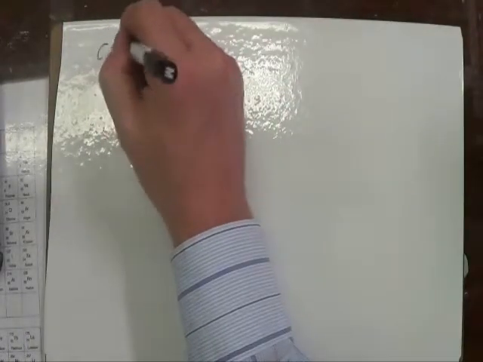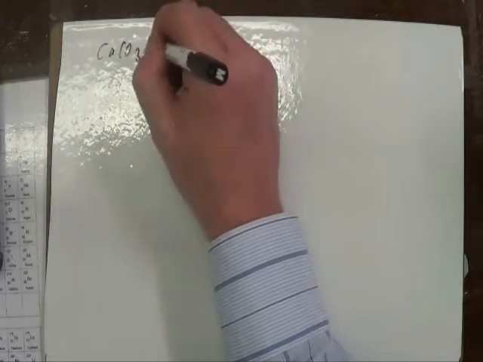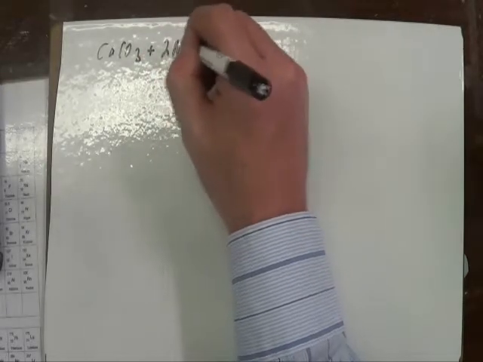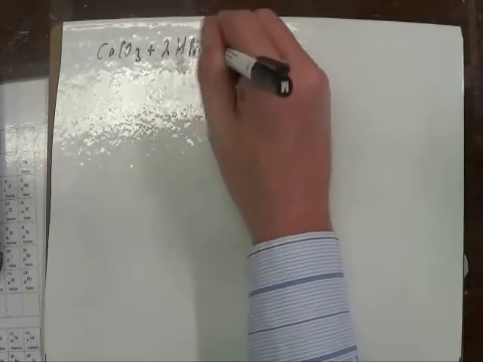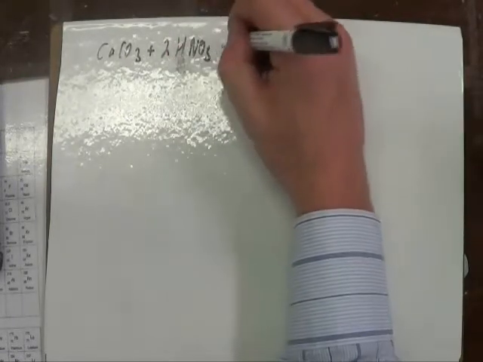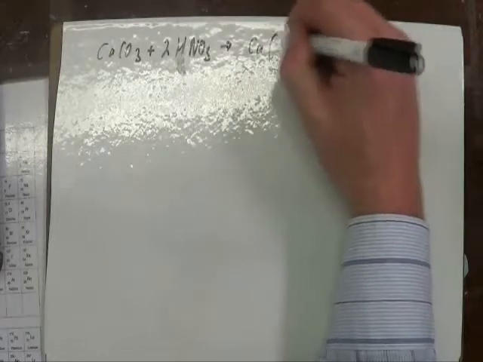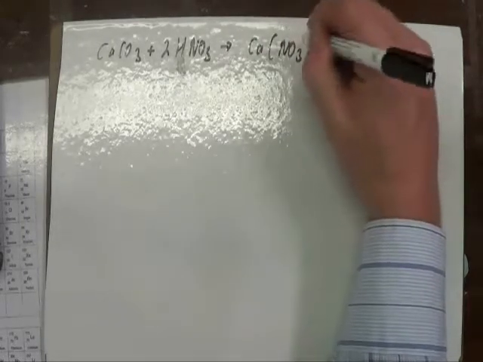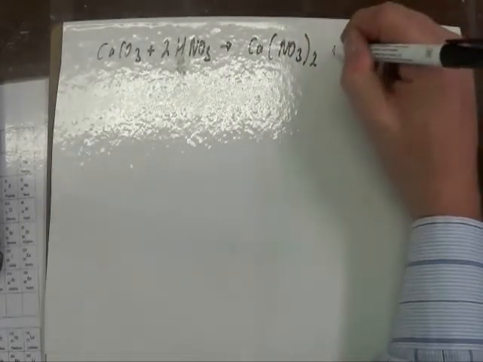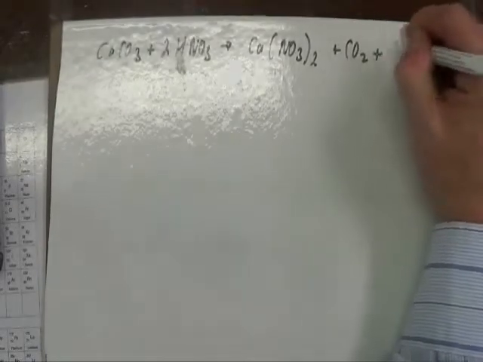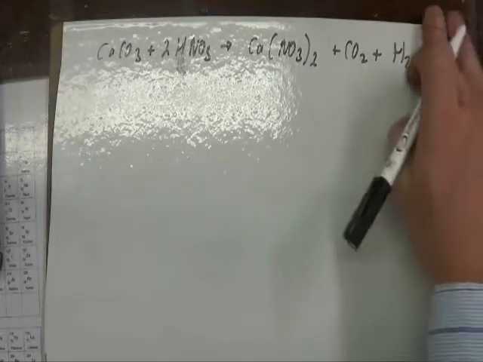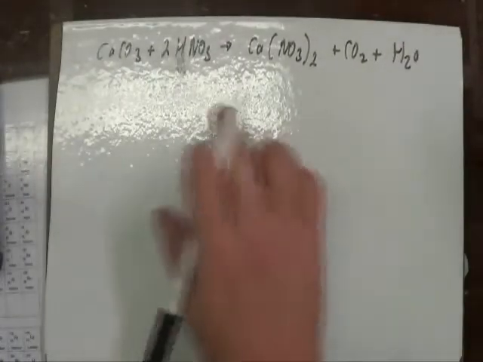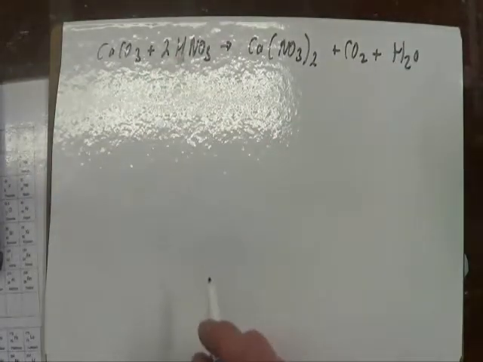Next one brings an equation into play, and that equation is the reaction of nitric acid with calcium carbonate to give you calcium nitrate plus carbon dioxide and water, obviously. Okay, now let's have a look at what's going on here.